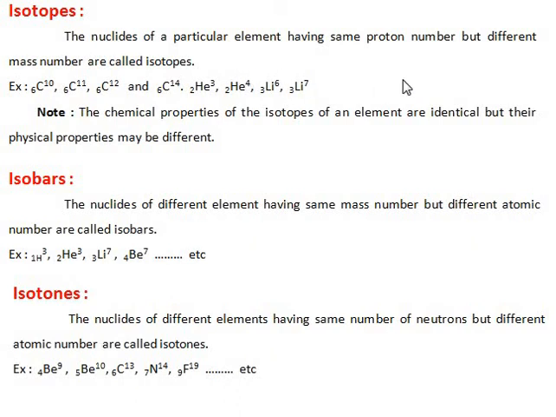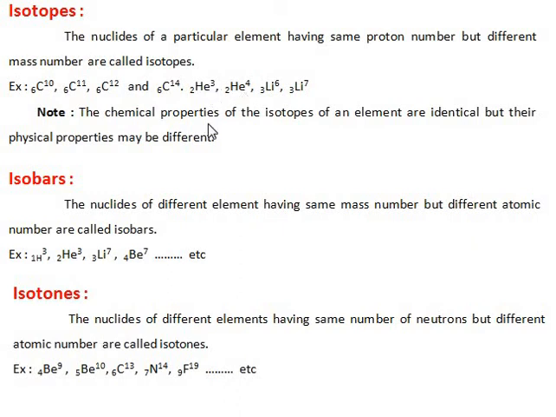Note, dear students, in isotopes the chemical properties of the isotopes of an element are identical, but their physical properties may differ. If you take all these 4 isotopes of carbon, all 4 exhibit the same chemical property but their physical property is different. Here also the helium atoms exhibit the same chemical property but different physical properties.